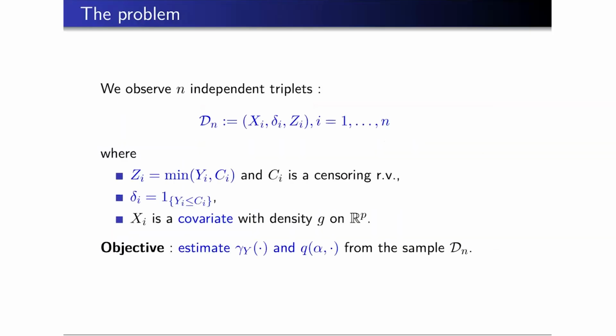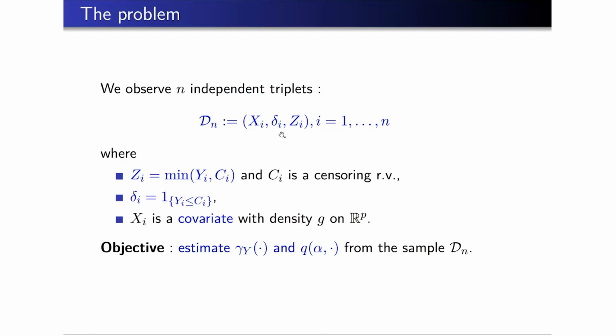Okay, this is what we did here. And what we can say, we observed this triplet. Xi is my covariate, delta i is an indicator function using Ci. Ci is the censoring random variable, and Zi is what is really observed.